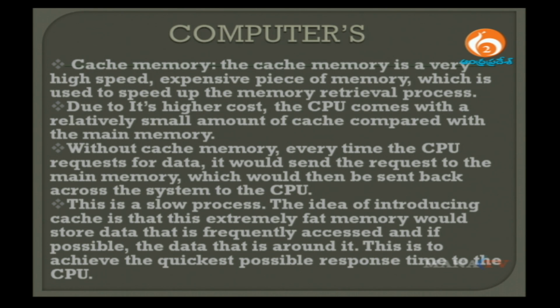The cache memory is a very high speed, expensive piece of memory which is used to speed up the memory retrieval process. Due to its higher cost, the CPU comes with a relatively small amount of cache compared with the main memory. Without cache memory, every time the CPU requests data, it would send the request to the main memory, which would then be sent back across the system to the CPU. This is a slow process. The idea of introducing cache is that this extremely fast memory would store data that is frequently accessed, and if possible the data that is around it. This is to achieve the quickest possible response time to the CPU.